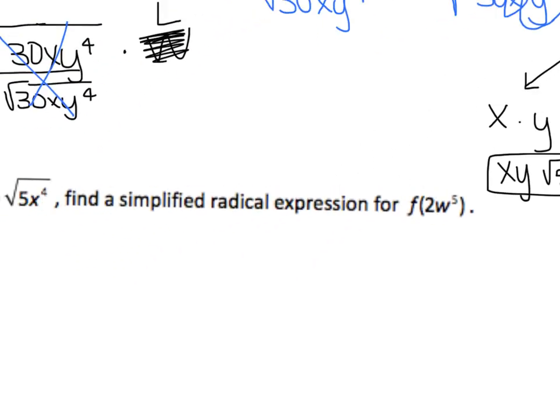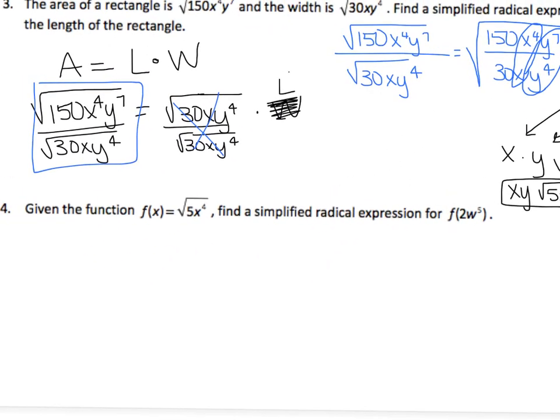Okay, last one for level 3s. It says, given the function f of x equals the square root 5x to the 4th, find the simplified radical expression for f of 2w to the 5th. Okay, that's fancy math language for saying take 2w to the 5th, substitute it in for x, and simplify.